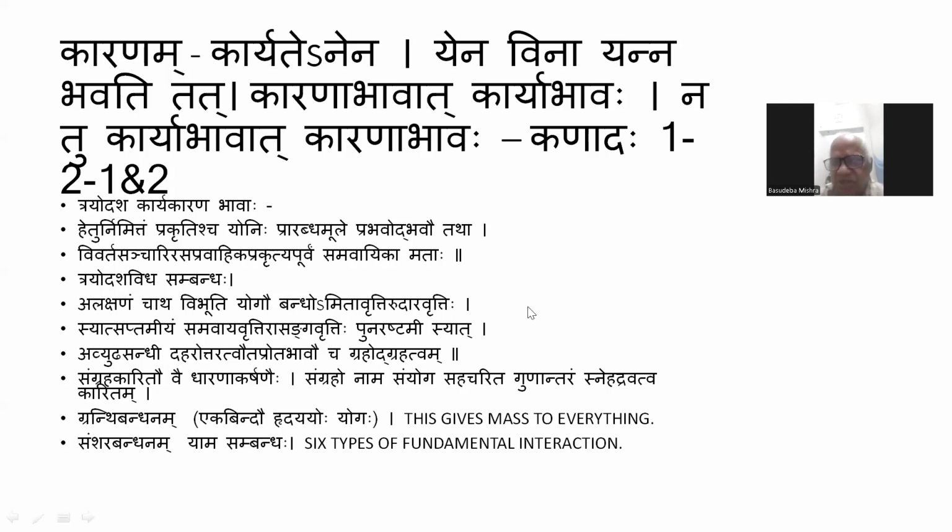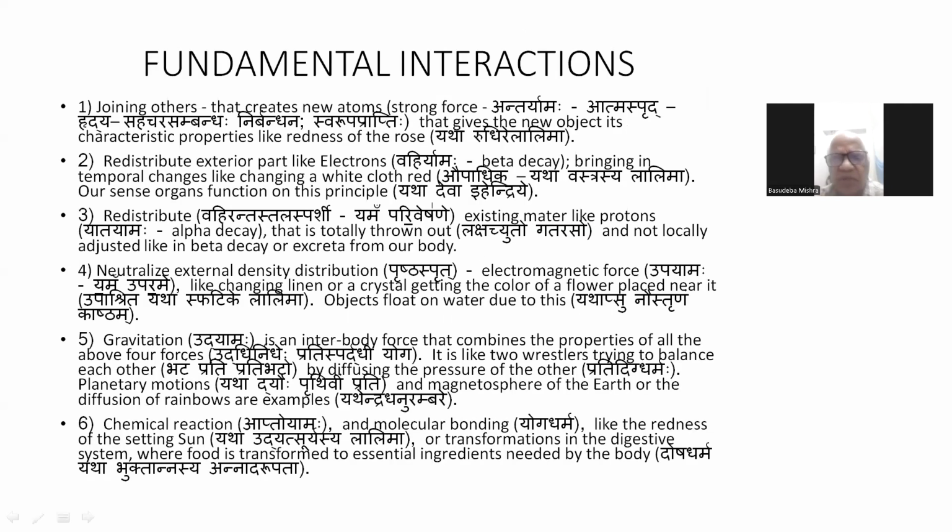Out of these 6 types, the first is hrudya, that is antaryama sambandha. It is now called the strong nuclear interaction. The second is called bahiryama sambandha. It is the beta decay part of modern weak interaction. The third is upajama sambandha. It is the electromagnetic interaction.